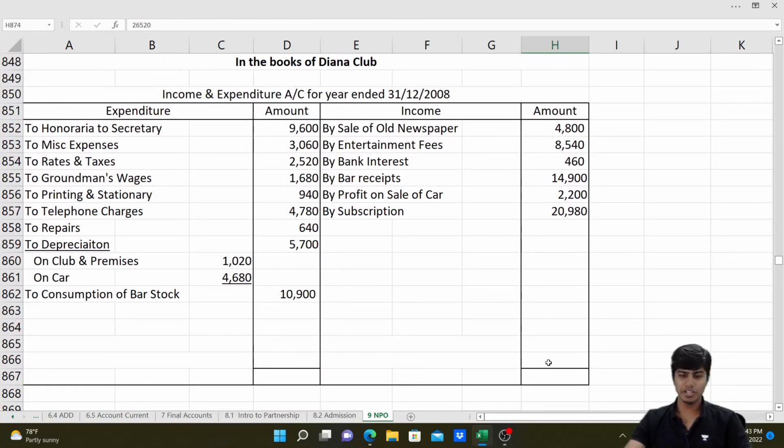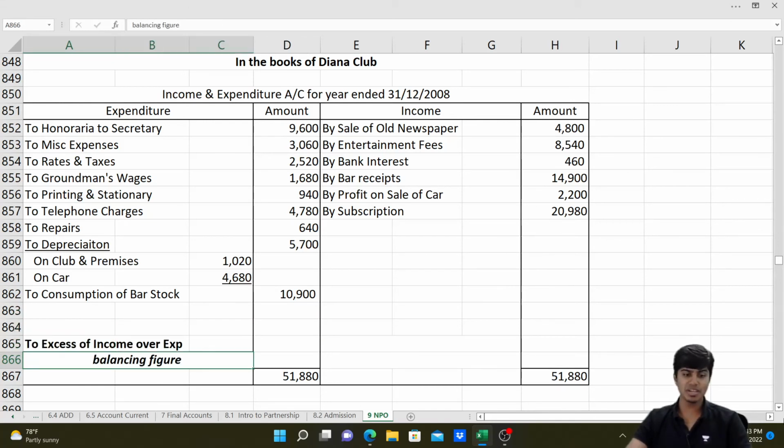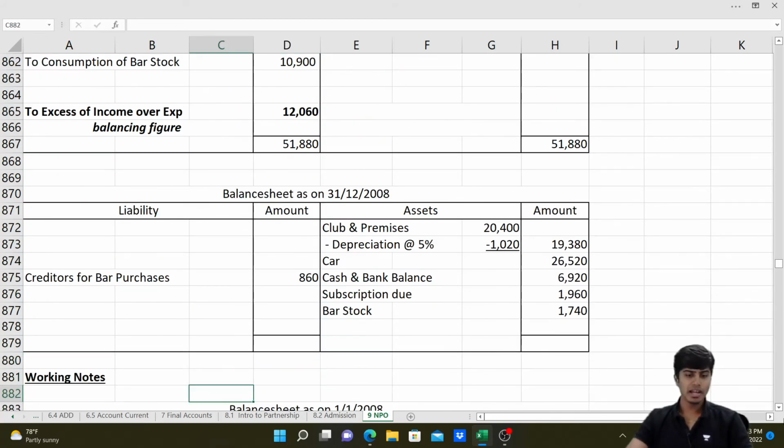So income and expenditure account. On the income side, the total is 51,880, and on the expense side, again the total is 51,880. And if in case I identify the balancing figure, that is excess of income over expense, which is 12,060. This 12,060, I'll take it to my closing balance sheet. I'll write capital fund in the inner column, add surplus to this 12,060.